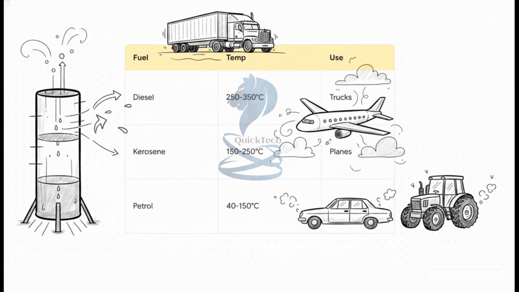And just above that, cooling down to between 40 and 150 degrees, we extract gasoline, or petrol, which is literally the lifeblood of our everyday cars and tractors. The tower is just perfectly sorting out our transportation fuels, layer by layer.